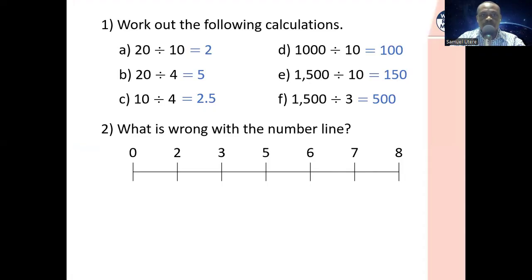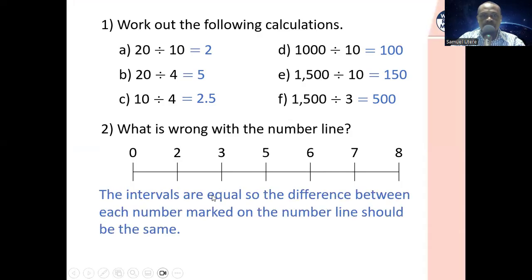For question 2, you were asked to write or say what you think is wrong with the number line. Well, you can see the number line, the intervals are equal, okay? By the way, we're going to talk about what intervals mean because some people get that confused with something else. But you can see the numbers, okay? The difference between the numbers are not the same. So if the intervals are equal, the difference between the numbers should also be equal.